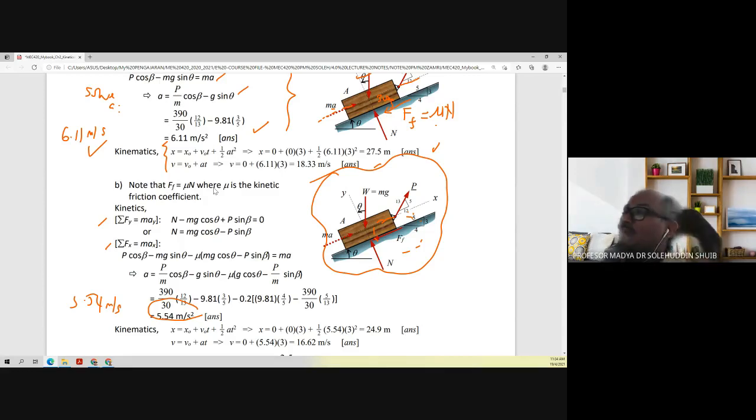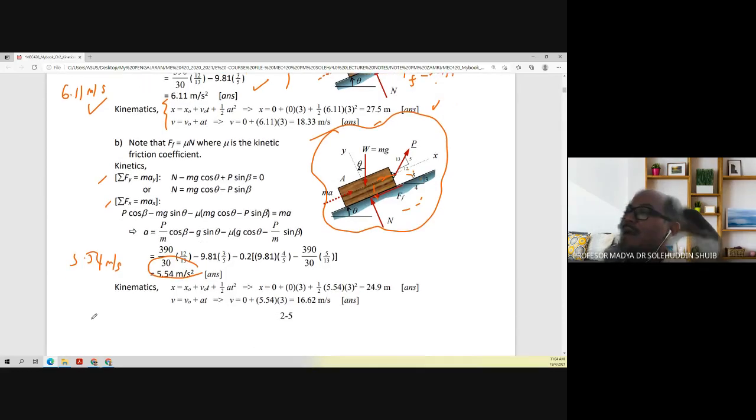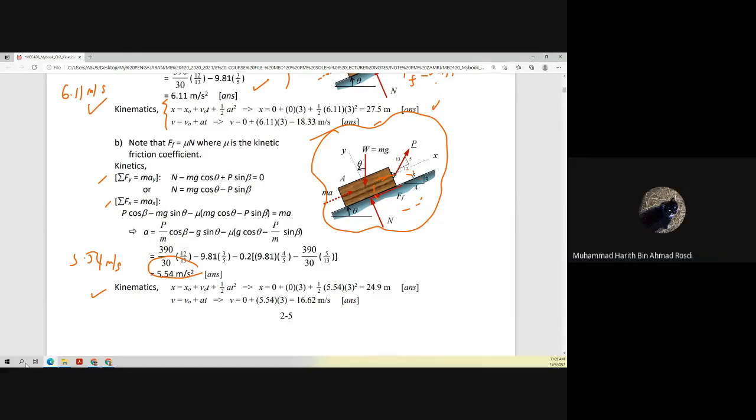And then you proceed by substituting using the kinematics, and you can find the value of x. So 24.9, lower than the previous one, and then the velocity is 16.62, lower than without friction. All right, is this clear? Any question?